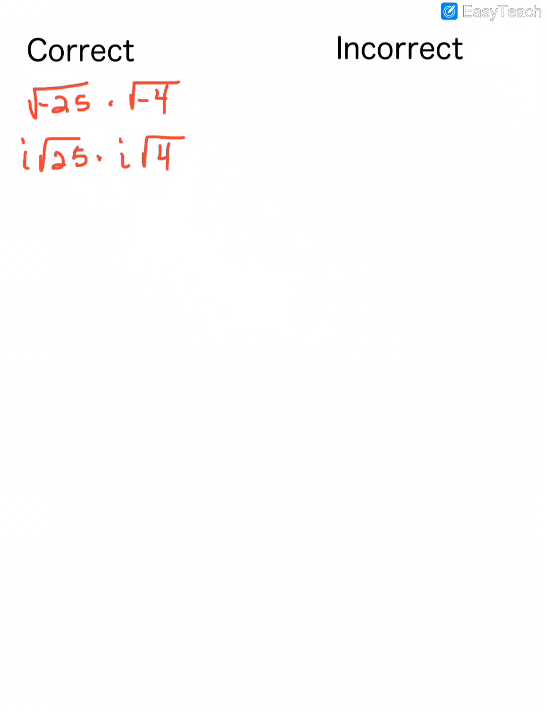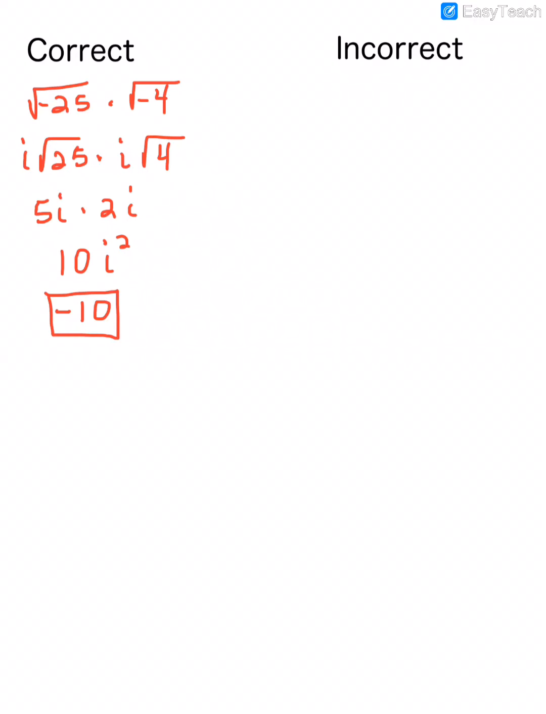Then we can go ahead and finish solving this. Square root of 25 is 5, so that would be 5i. The square root of 4 is 2, so that's 2i. When I multiply those together, I get 10i squared. And we know that i squared is negative 1. So when I change the i squared to a negative 1 and multiply it times 10, that gives me a negative 10. That is the correct answer.